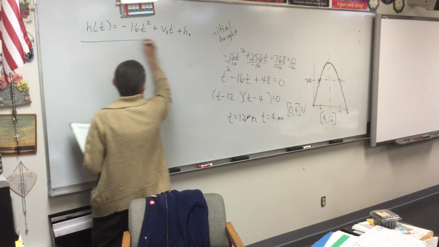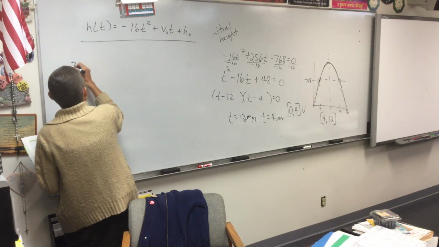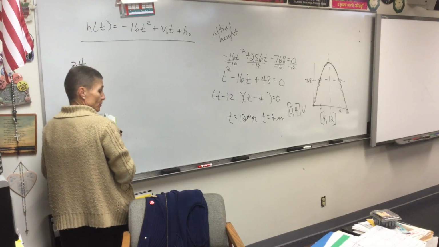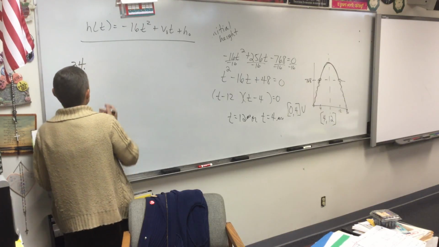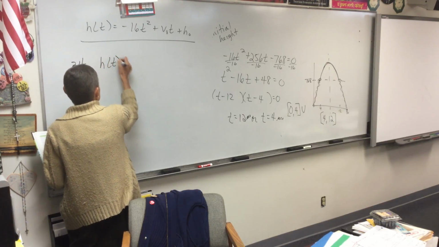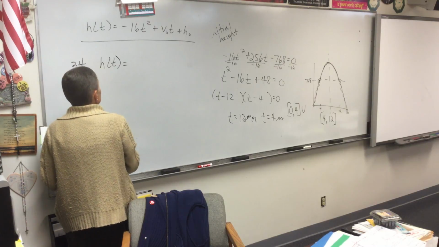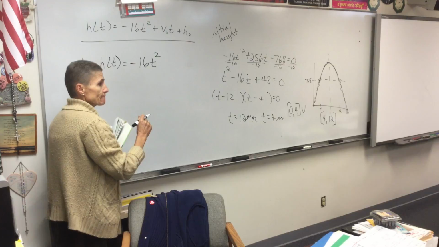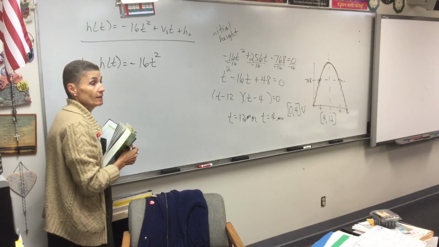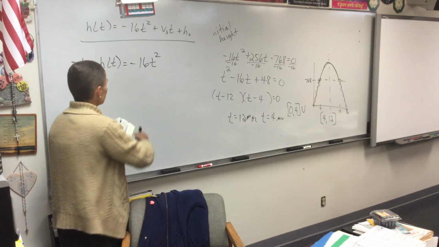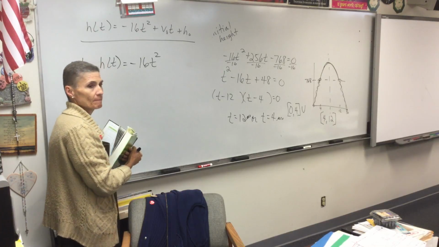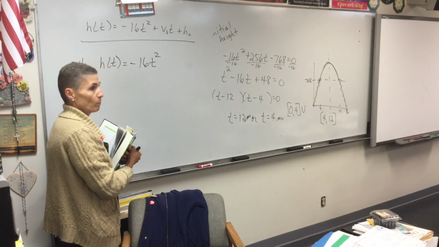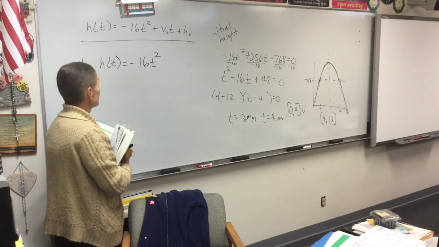Now, this is kind of the general formula. I need an equation for problem 34. What will that equation be? H of t is what? Negative 16t squared. That never changes when I'm in feet. It changes when I'm in meters. Anybody know what that coefficient becomes in meters? 4.9? Yep, that's what it is.